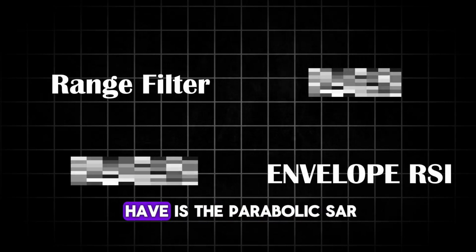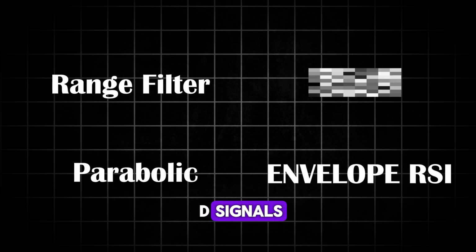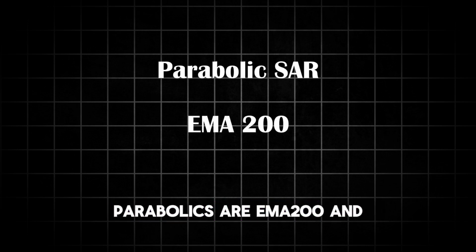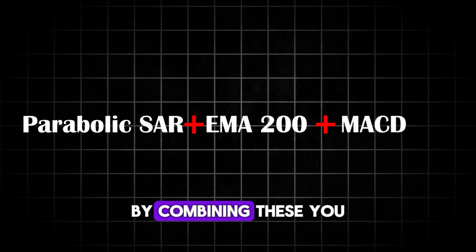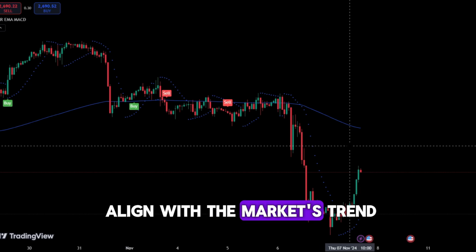The third indicator we have is the Parabolic SAR plus EMA 200 plus MACD signals, a powerful blend of 3 trusted technical tools: Parabolic SAR, EMA 200, and MACD. By combining these, you get crystal clear buy and sell signals that align with the market's trend.